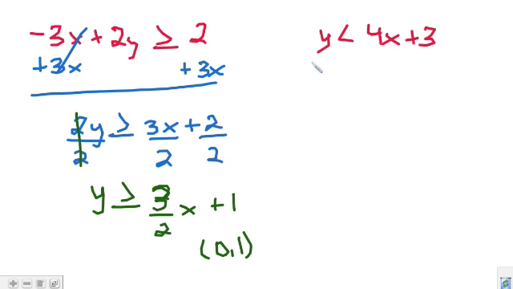Let's go ahead and do this other problem over here. This one, wow, well, we don't really have to move anything, do we? What is my y-intercept? It's 0, 3. And what's my slope? Well, it would be 4 over 1, which means up 4 over 1. So let's go ahead and graph that then.